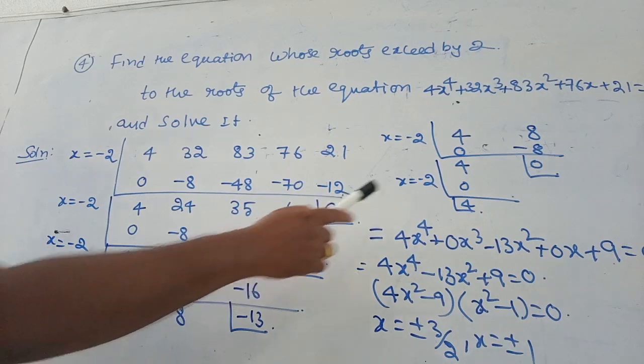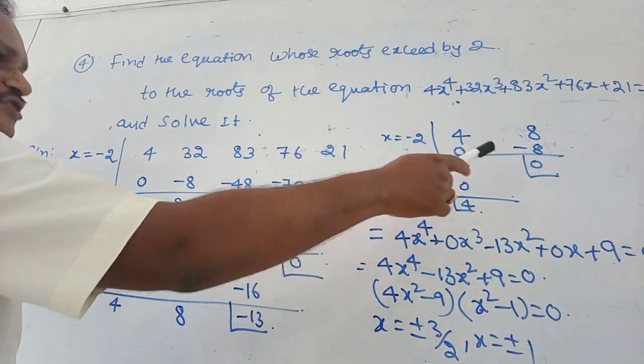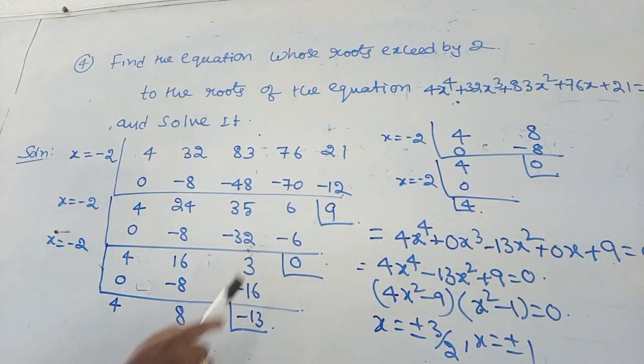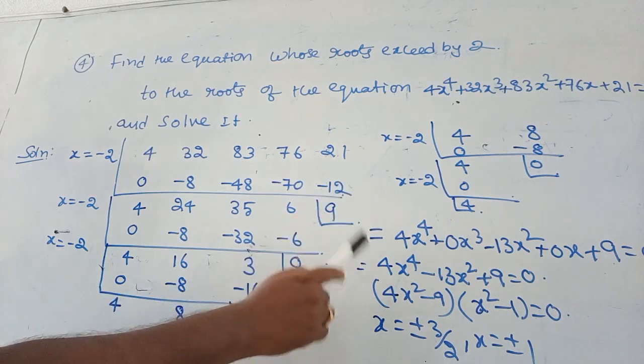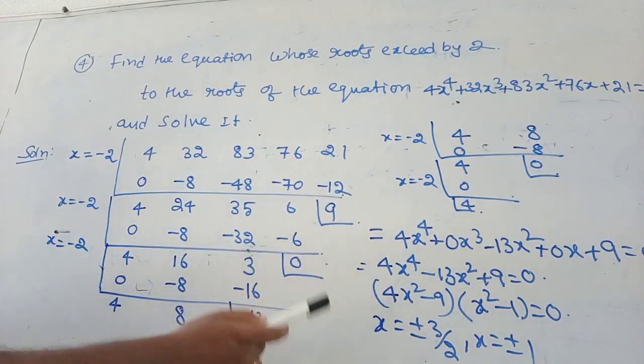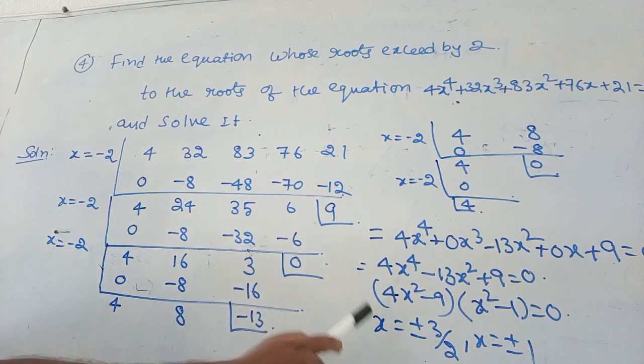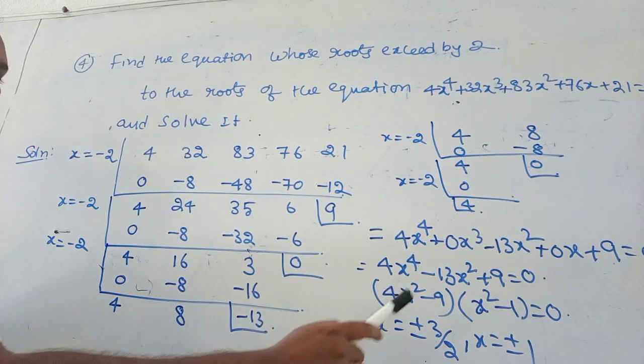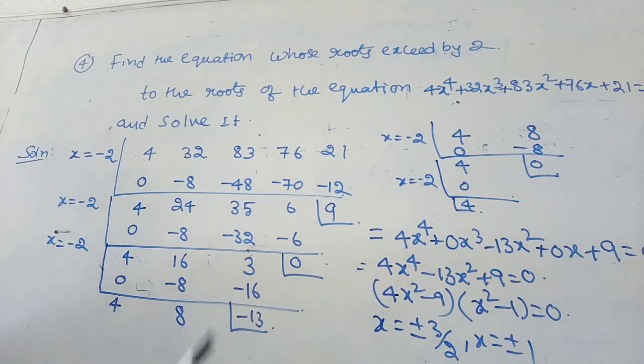With these remainders, now 4x power 4, 0x cube minus 13x square plus 0x plus 9 equal to 0. And if you know how to solve this by factorization, we got these x values as plus or minus 3 by 2 and x equal to plus or minus 1. In this way we will get this type of equation. Now let us do one more problem.